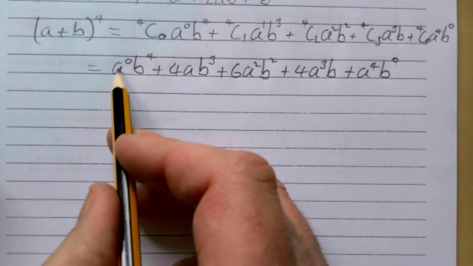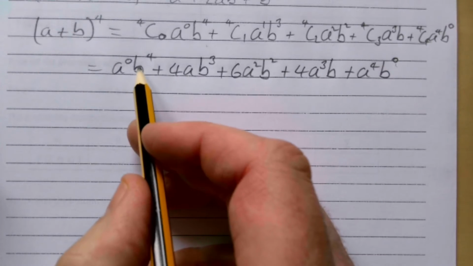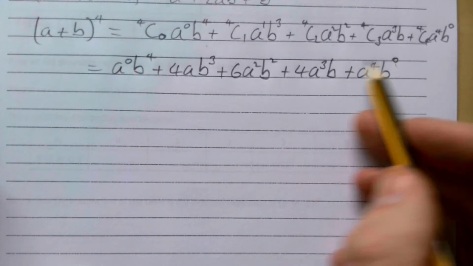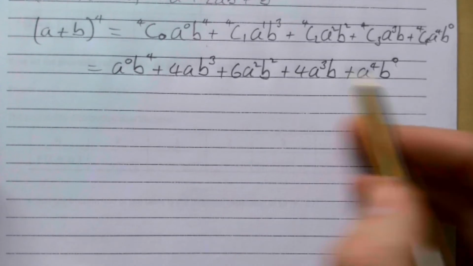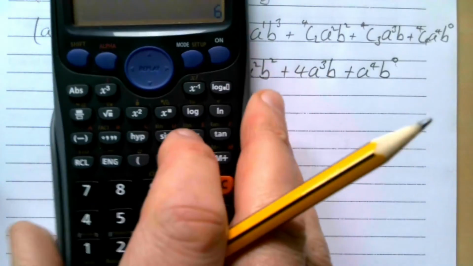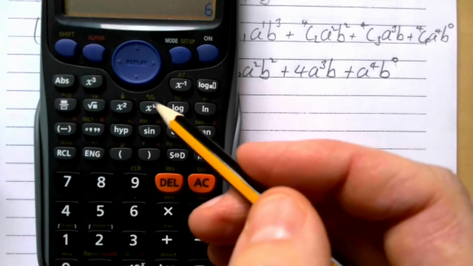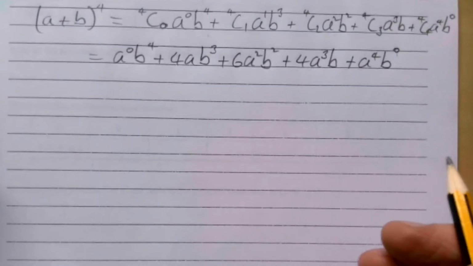So powers of A increase 0, 1, 2, 3, 4. Powers of B decrease 4, 3, 2, 1, 0. And then the number that comes in front will be your nCr number, either coming from Pascal's triangle or you can use that nCr button in your calculator. There's another way of working it out, you maybe remembered as well, involving factorials, but that's kind of where we are. So it's a wee reminder about how these things work out.